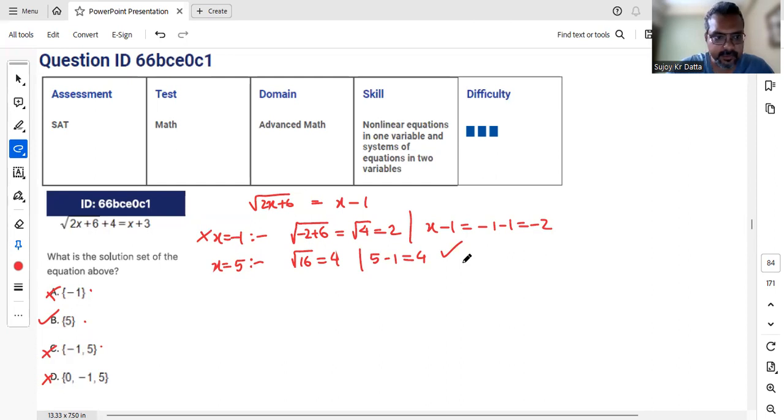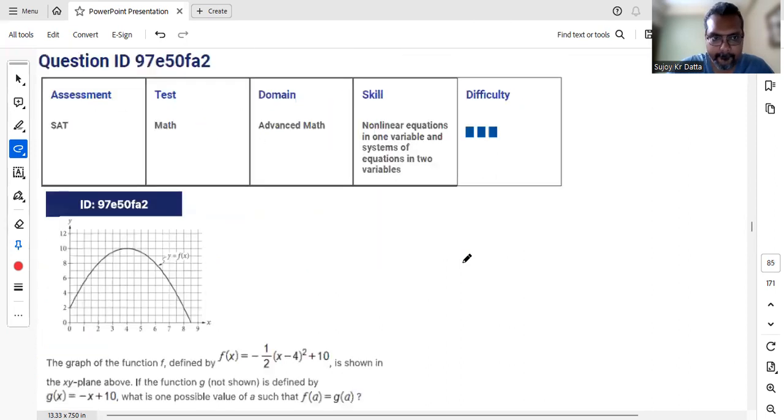Let's go on to the next one. So here it says that the graph of the function is defined as f(x) is negative half (x minus 4) whole squared plus 10. That's your f(x). So clearly from here, the vertex coordinates would be 4 and 10.